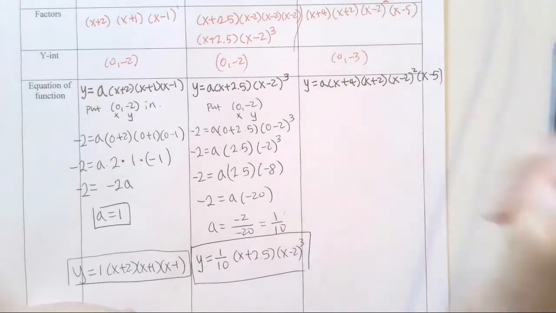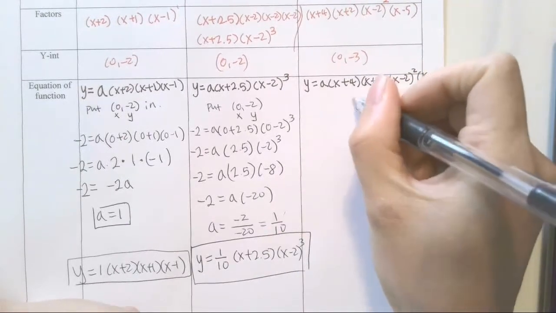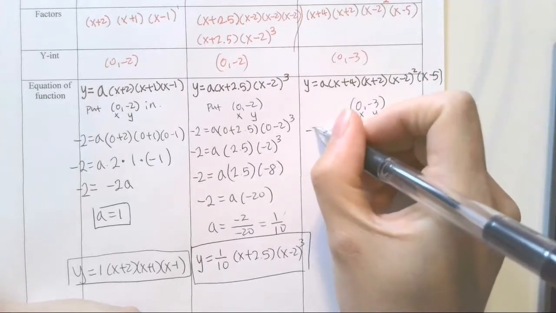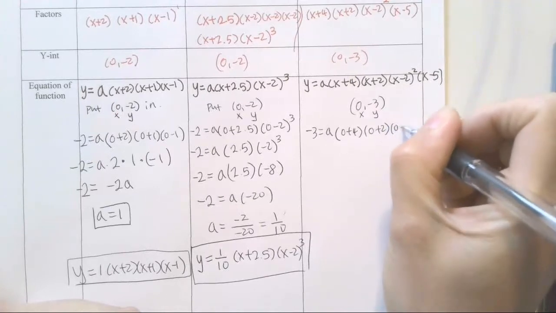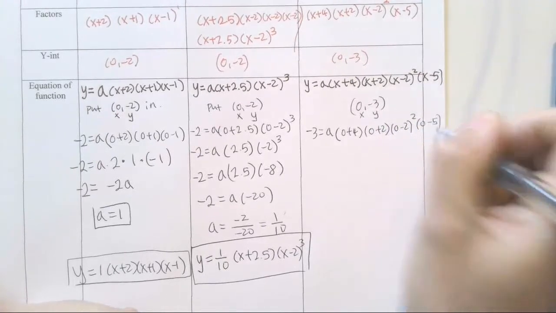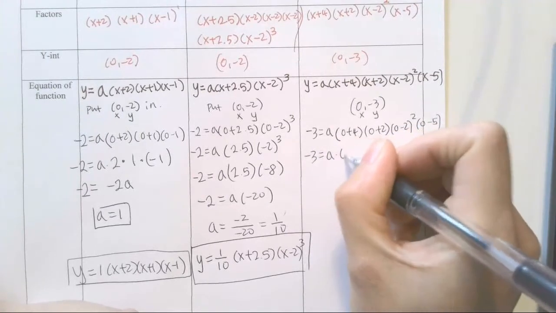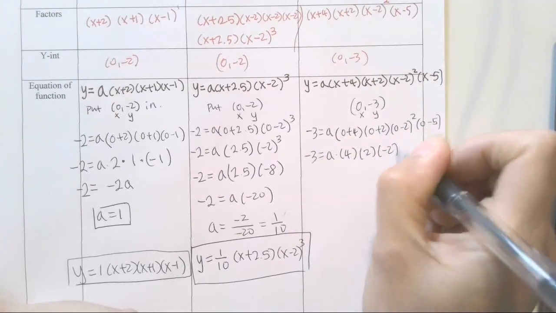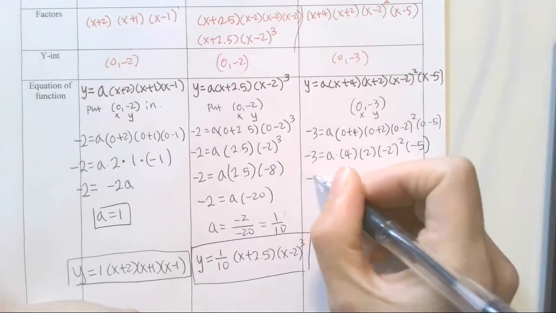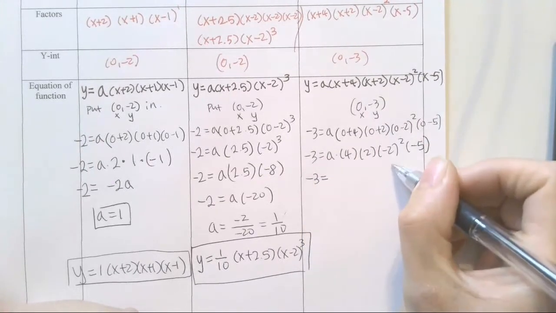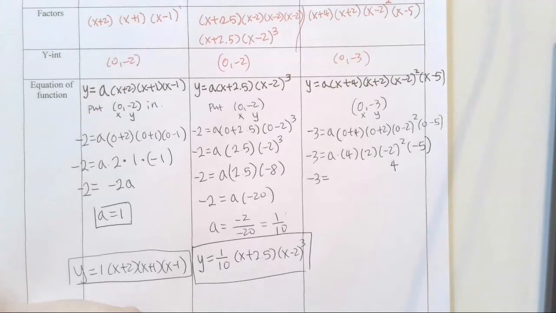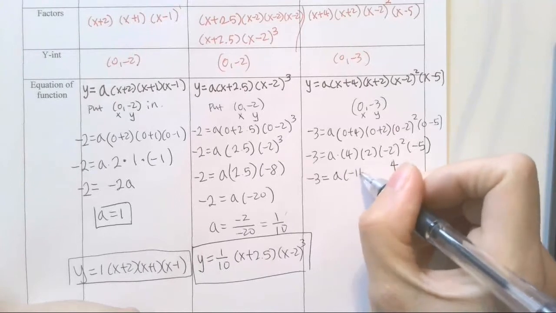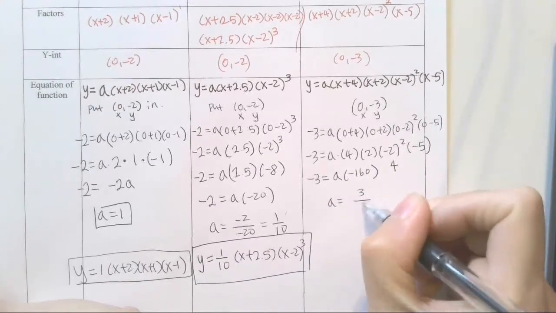I hope you are. Last one, put (0, -3). 0 is x, -3 is y. So, -3 is equal to, this is long, a times (0 + 4)(0 + 2)(0 - 2) squared (0 - 5). But not bad. -3 is equal to a times 4 times 2 times (-2) squared times -5. -2 squared is 4, right? So 4 times 2 times 4 times -5 is -160, so -3 equals a times -160. So a is equal to 3 over 160.